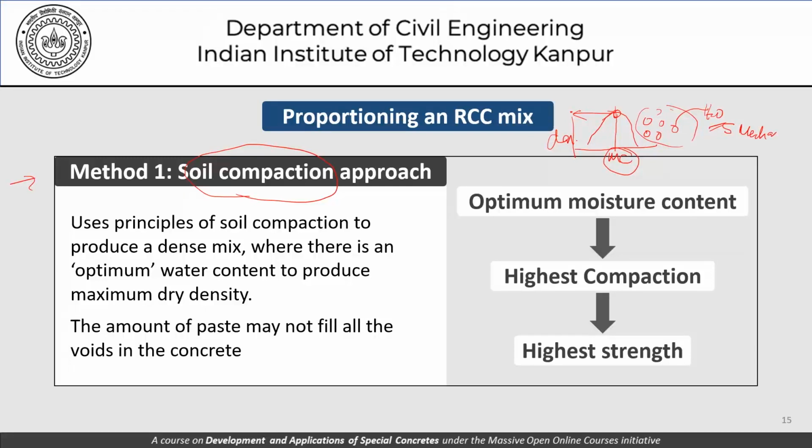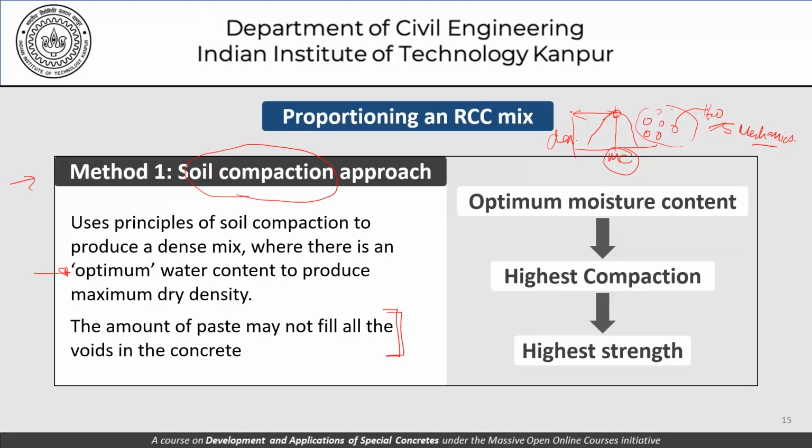We do try to use this principle and proportion roller compacted concrete mixes using it, and try to determine this optimum water content to produce the maximum dry density. And the amount of paste may not fill all the voids in concrete. Now, this is something which is a fallout of this approach, at least from a concrete engineer's point of view. The steps involved are: determine the optimum moisture content, find the highest compaction, and that will give you the highest strength. This is the approach that we have as far as the soil mechanics approach is concerned.